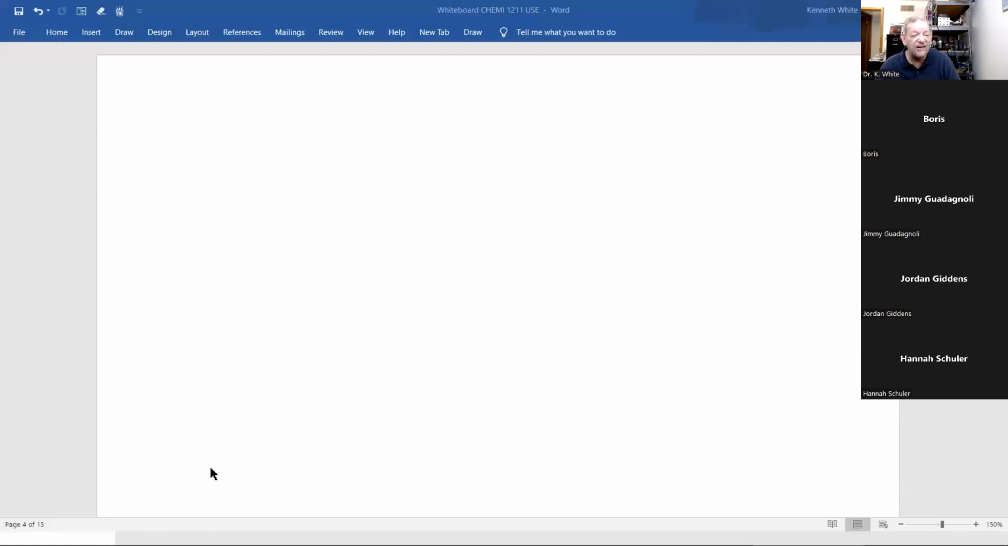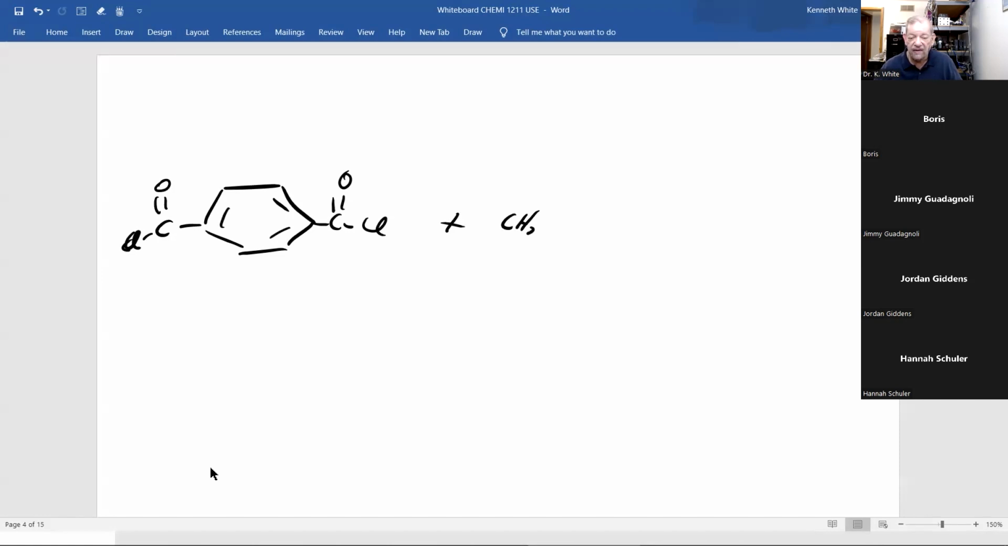Let's look at, I could have a carboxylic acid, but something that's more reactive. This is called an acid chloride. You saw it in one reaction, but it reacts just like a carboxylic acid, but much more reactive. And then I have ethylene glycol.